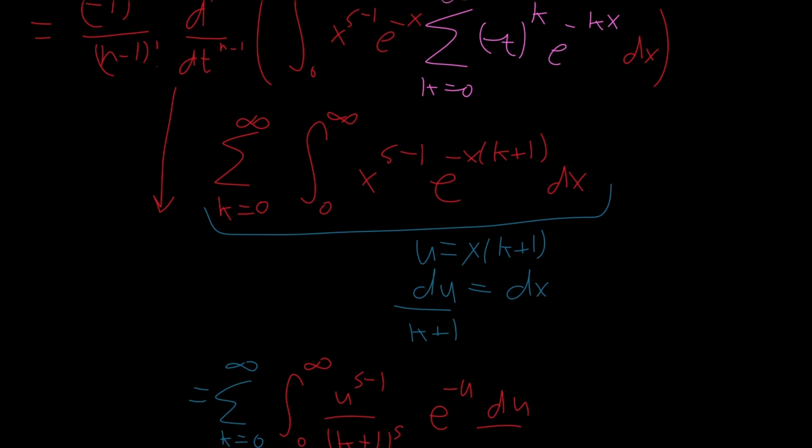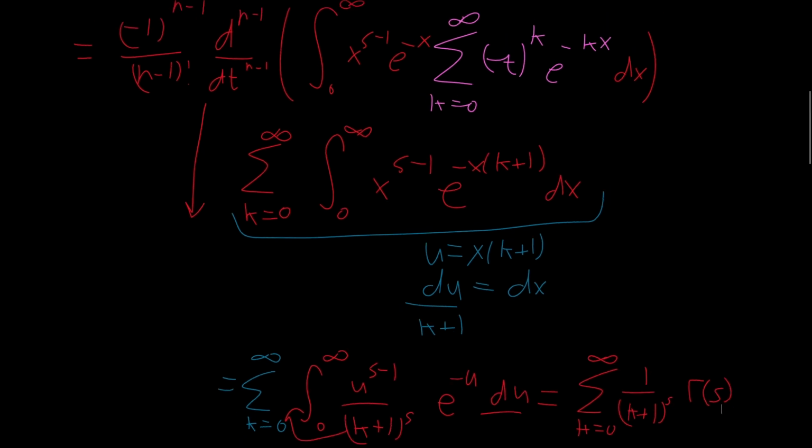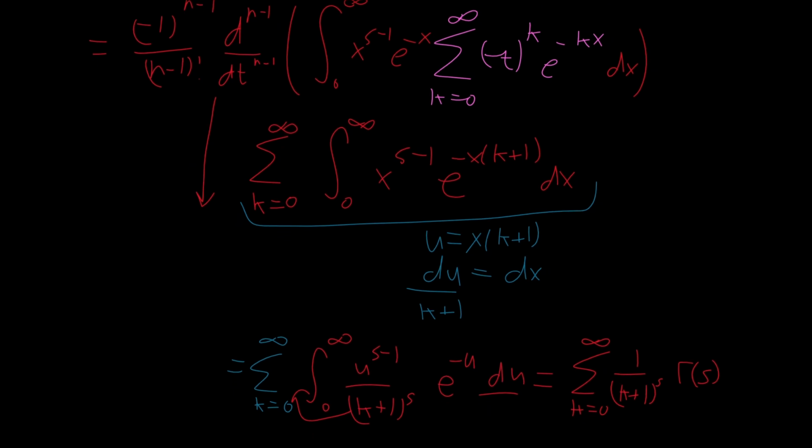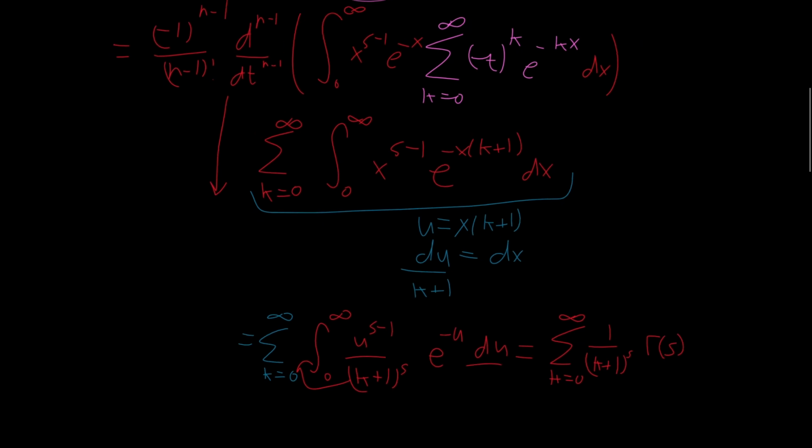And by properties of integrals again, we can just throw that out, leaving us with the sum from k equals 0 to infinity of 1 over (k plus 1) to the s, and then times the integral of u to the s minus 1 e to the minus u du. I'm not writing it because you might recognize that as just gamma of s, which is quite nice actually. So let's substitute everything back in to get something a bit nicer maybe.